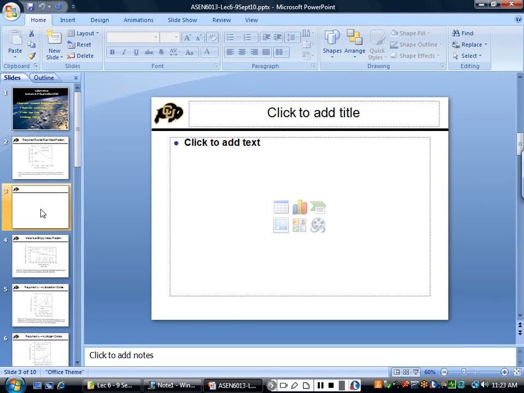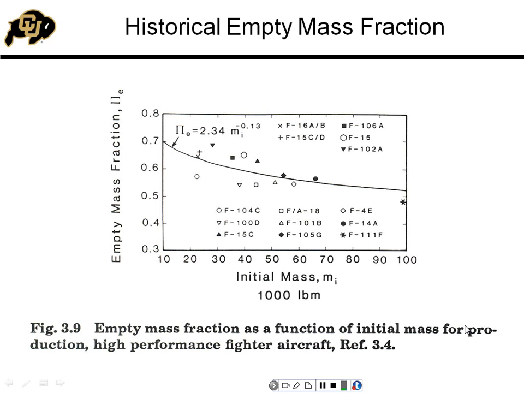Hey, my chart disappeared. I'm really not going to spend time on it now. Talk about empty mass fraction, just kind of what you need to think about. And so it doesn't really matter if we jump forward. But if you think of this chart, historical empty mass fraction, this is kind of where, if you start preliminary aircraft design, this is where you always look.